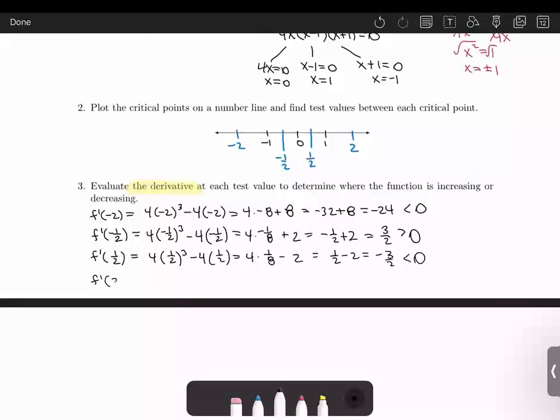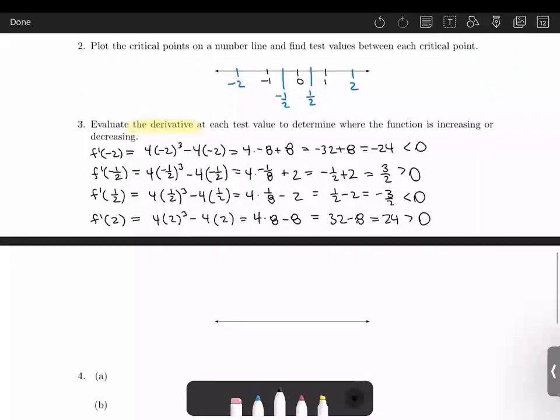And lastly, we evaluate the derivative at positive 2, which is 4 times 2 cubed minus 4 times 2, which is going to be 4 times 8 minus 8, which is 32 minus 8, which is positive 24, which is greater than 0. Okay, so like I said, the important part here is when is this function greater than or less than 0?